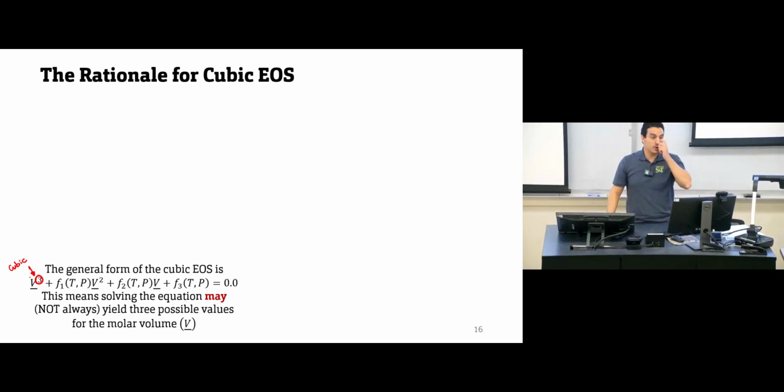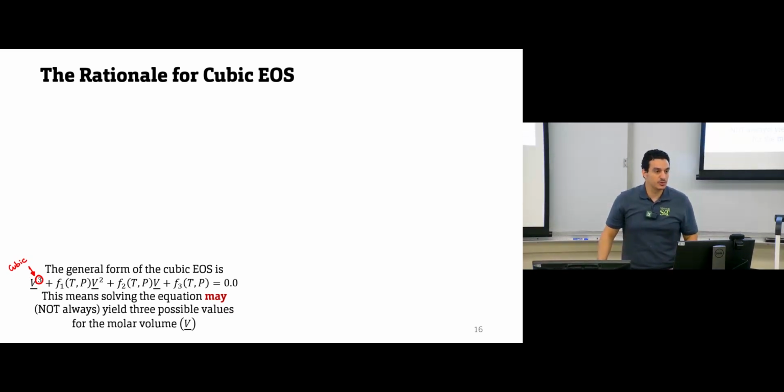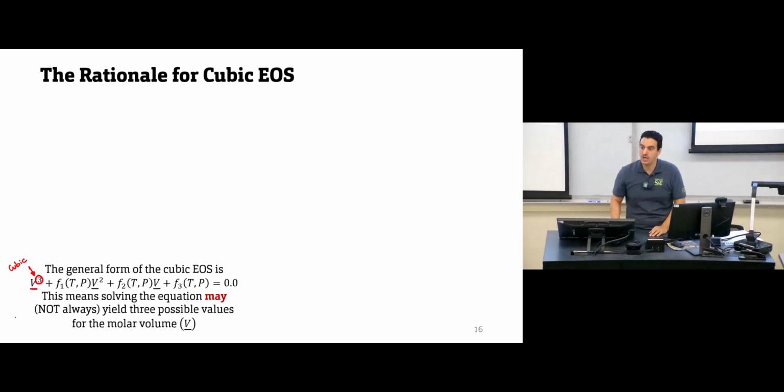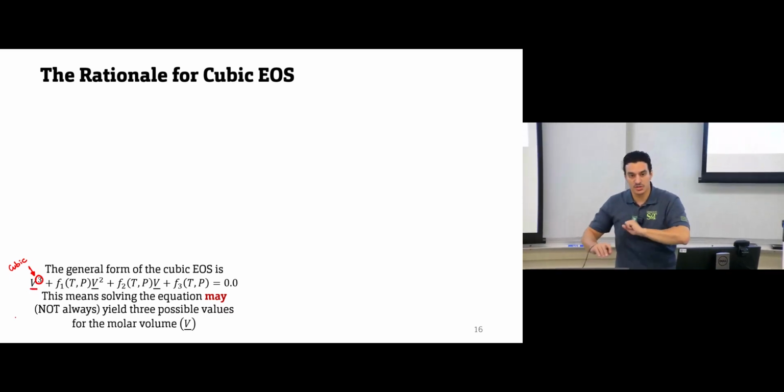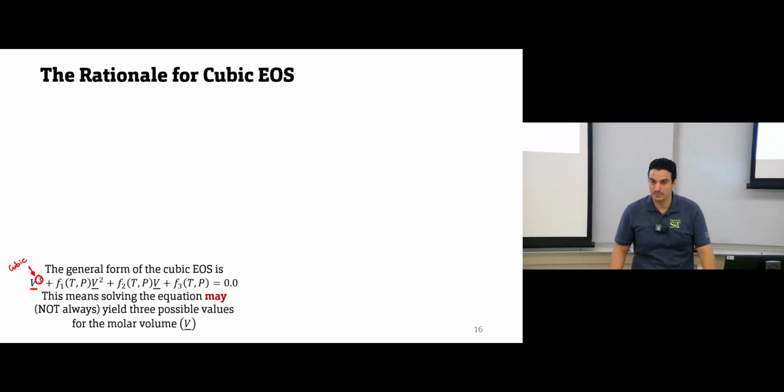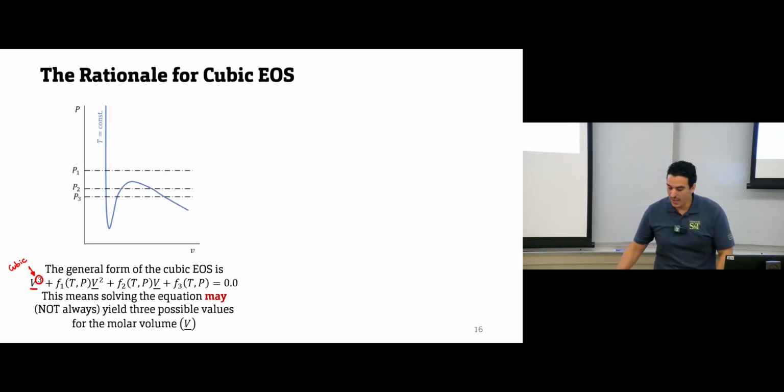If you try to solve this equation in order to calculate the molar volume, how many possible values can you have for the molar volume? Three. So the cubic equation of state can give you 3 different values for the property that has power 3. We have here molar volume to the power 3. If you solve this equation, you can have 3 different values for the molar volume. Okay, and how can this happen?